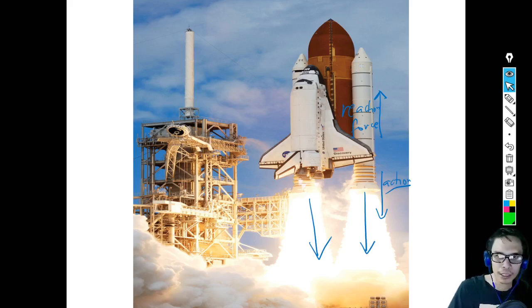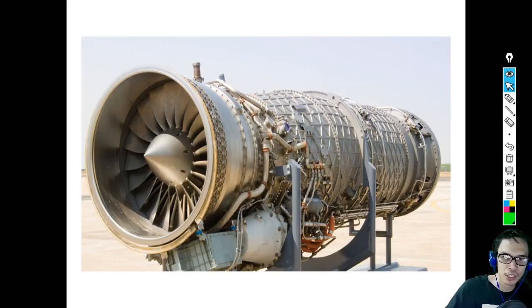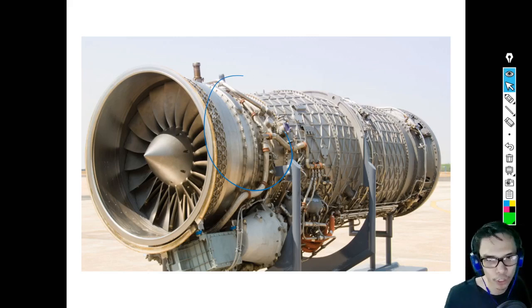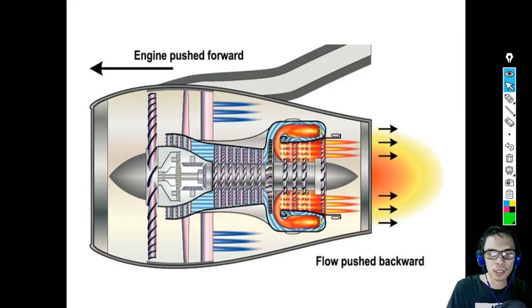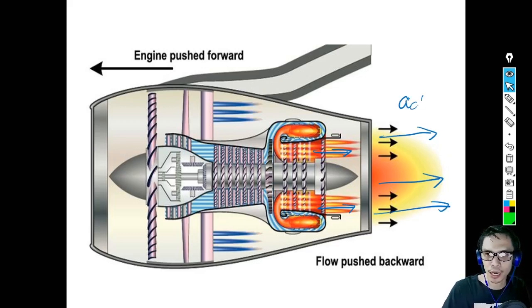Another example is the jet engine, used in most airplanes. How does it work? It works similarly to the rocket itself. The gases produced in the combustion of jet fuel create an action force going this way. So this is the action force.